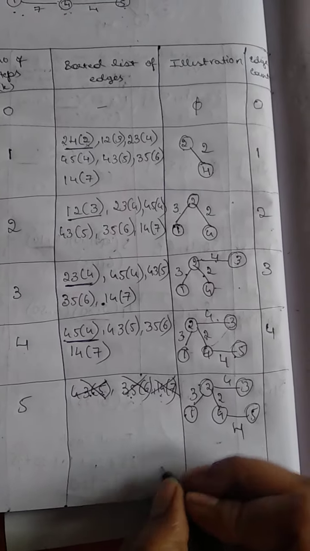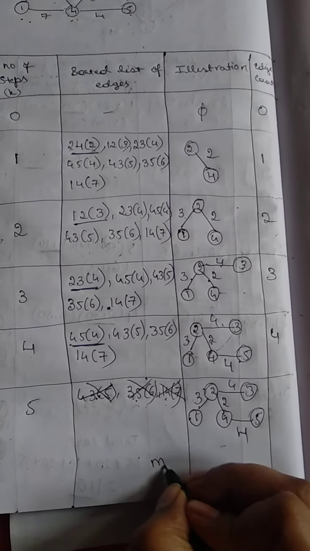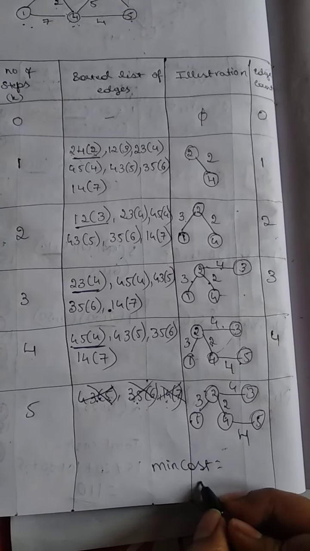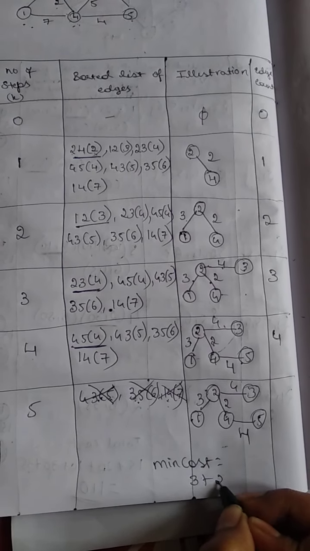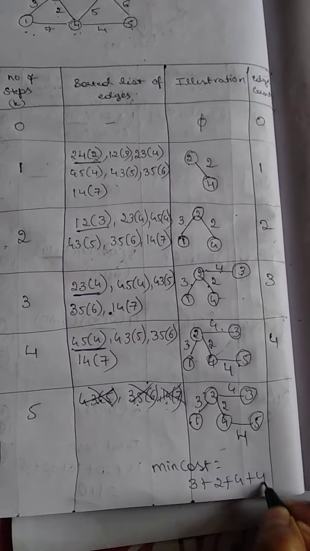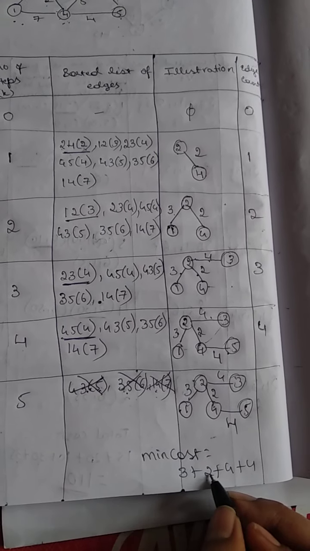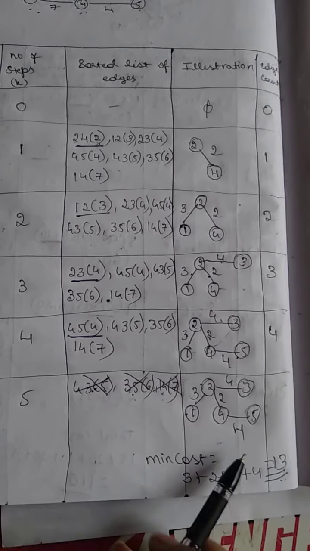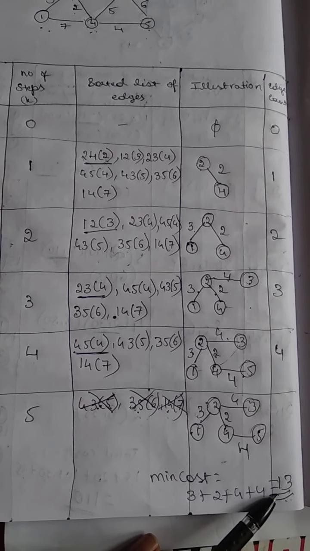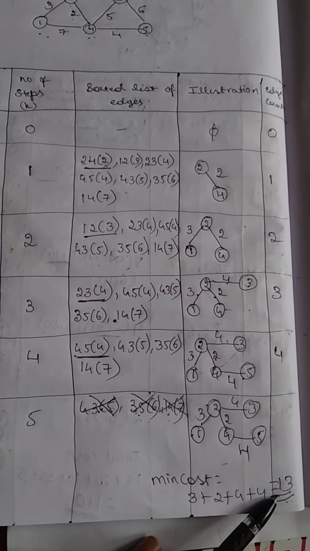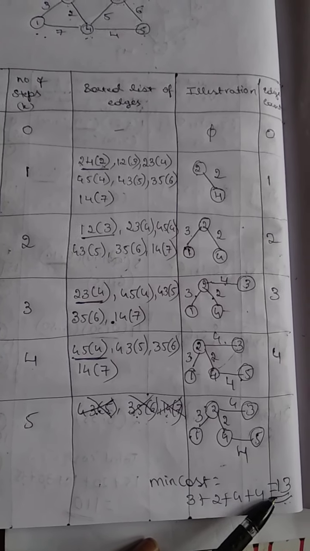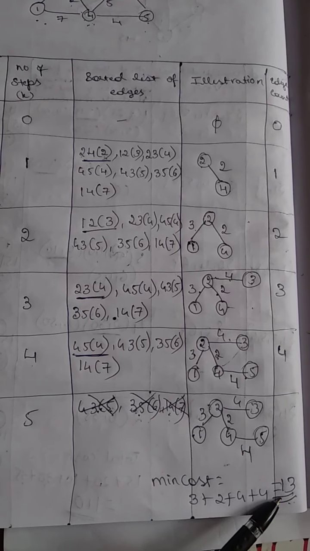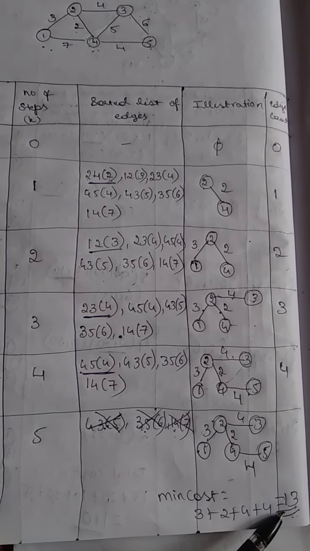Yes. Now you have to just find out the minimum cost. What is the minimum cost here? It is 3 plus 2 plus 4 plus 4. 4 plus 4, 8, 10 and then it is 13. This is the minimum cost you have got with Kruskal's algorithm. This is very, very easy compared to Prim's algorithm. Okay. In the next video, we'll come up with the next technique.